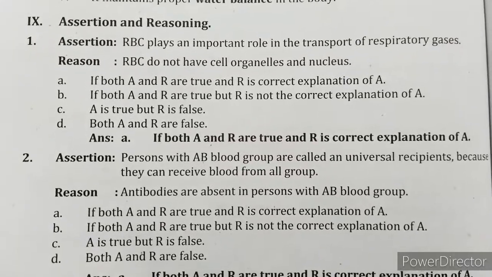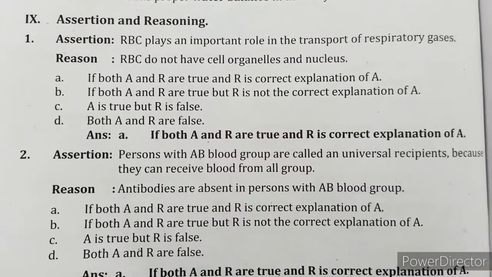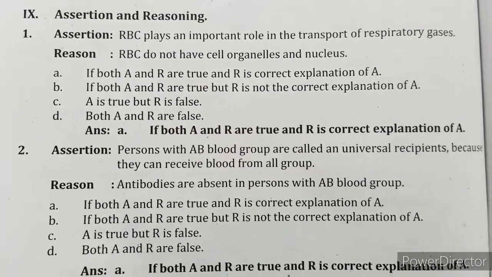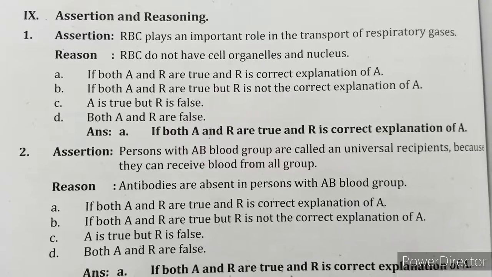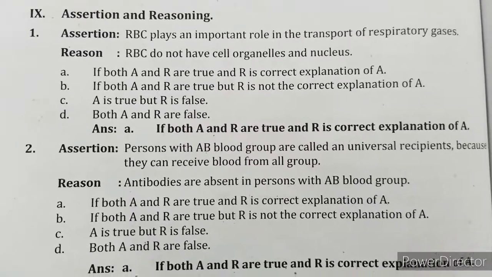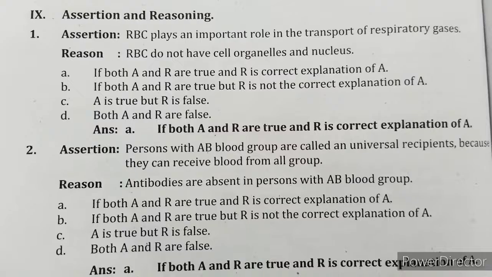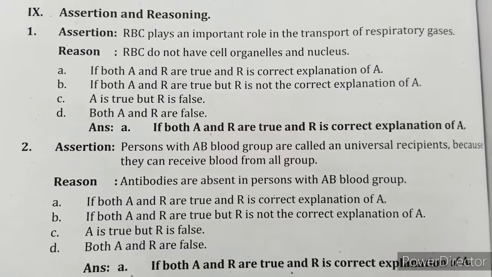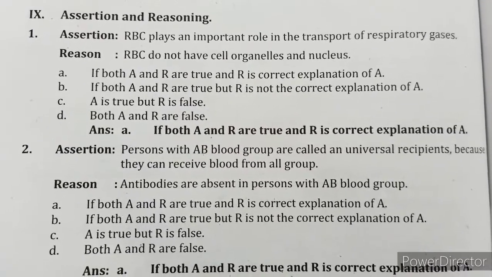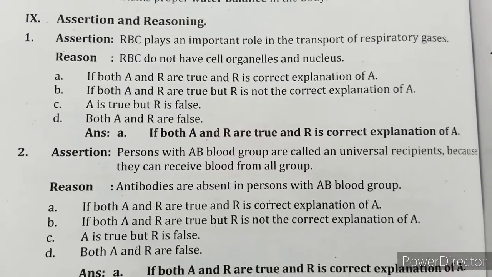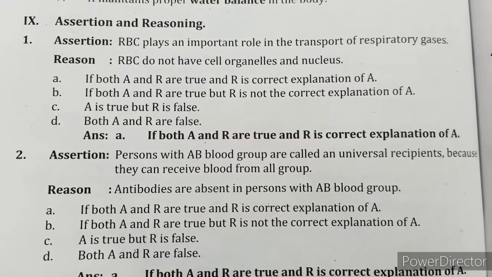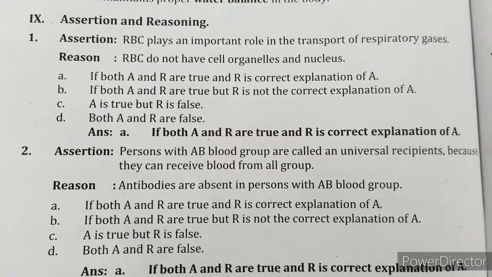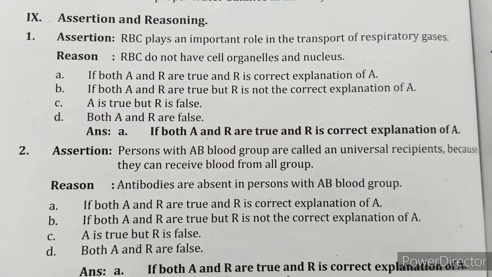Assertion and reasoning. Assertion: RBC plays an important role in the transport of respiratory gases. Reason: RBC do not have cell organelles and nucleus. Option A: if both A and R are true and R is the correct explanation of A. Option B: if both A and R are true but R is not the correct explanation of A. Option C: A is true but R is false. Option D: both A and R are false. The correct answer is option A.